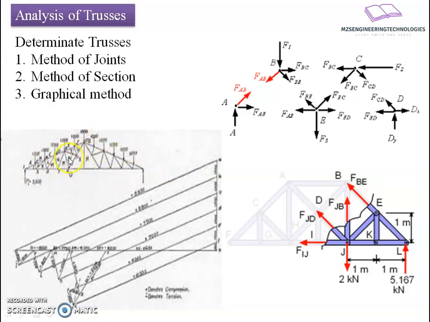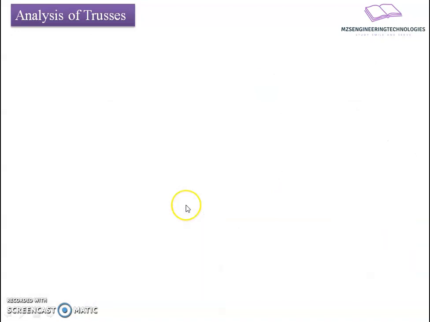This type of graphical method is applied in case of complex geometry, and in case of a large structure which becomes hard to analyze either by method of joints or method of sections. In that case, we go for a graphical approach, especially in case of designing of roof trusses.